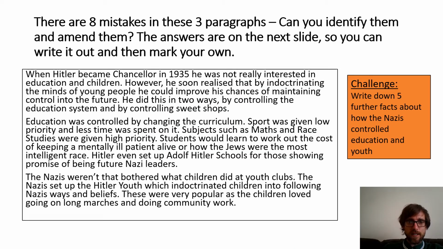Okay, so just a really quick activity here whereby we've got 3 paragraphs all about children and how they were treated in Nazi Germany. And what I would like you to do is go through it and just see if you can correct and amend the errors. So you might just annotate them. So for example, when Hitler became Chancellor in 1935, he did become Chancellor, but it wasn't in 1935. So you might just note down that actually that's a mistake, and then you might just write above it, I'm not going to try and write it myself, but it was 1933 that he became Chancellor.